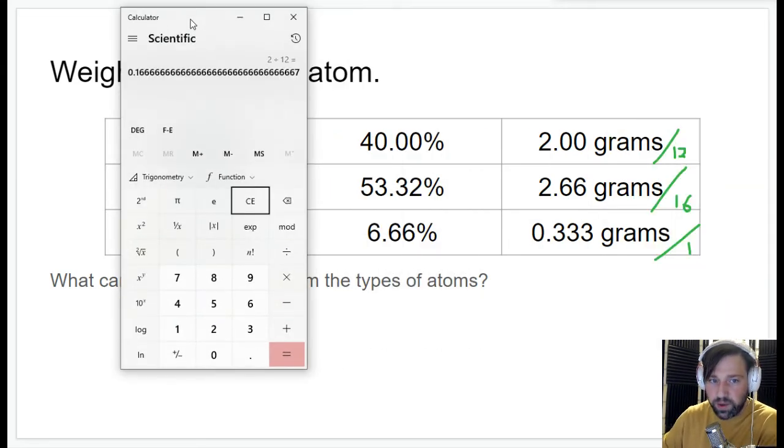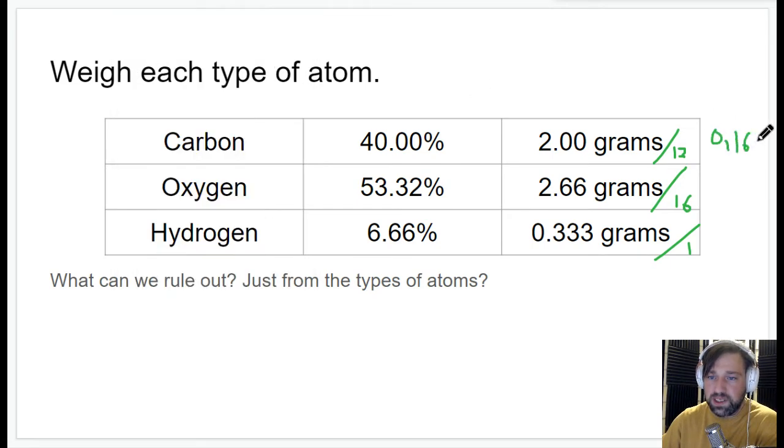2 divided by 12 is 0.166. Awesome. Now, I'm going to need to do the same thing for oxygen: 2.66 divided by 16. I do it, and it's actually 0.166. Huh. And 0.33 divided by 1 is 0.333. All right, so we have that now.